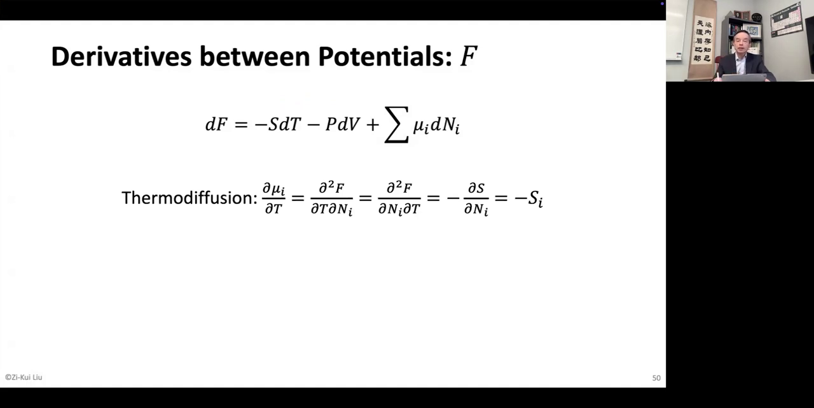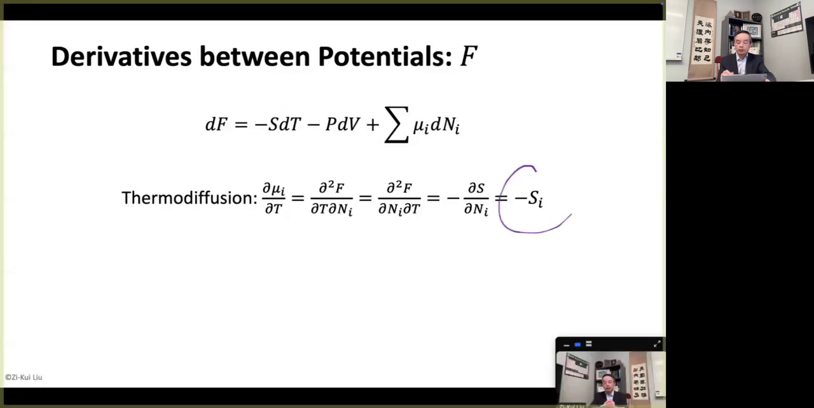If we go through this Maxwell relation, we find it is equal to the partial entropy. The thermal diffusion is the Soret effect, or Soret coefficient. And for this Maxwell relation, we see that it is equal to minus the partial entropy of the component. We're going to discuss more in the future when we talk about non-equilibrium systems.